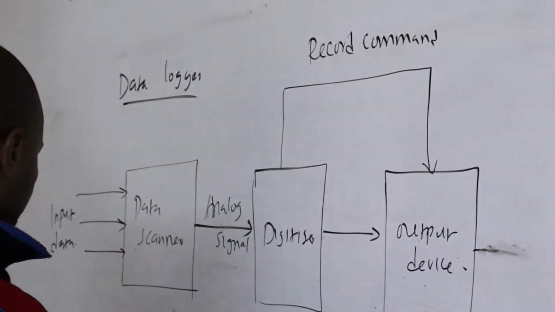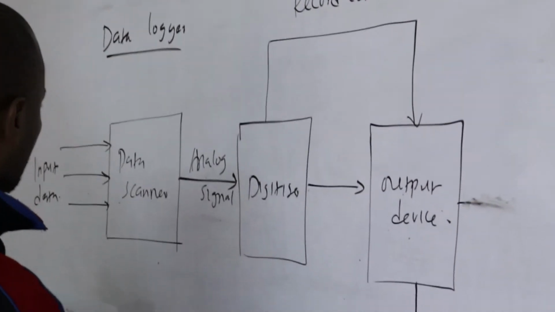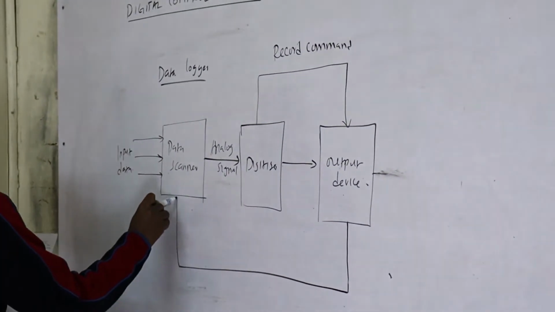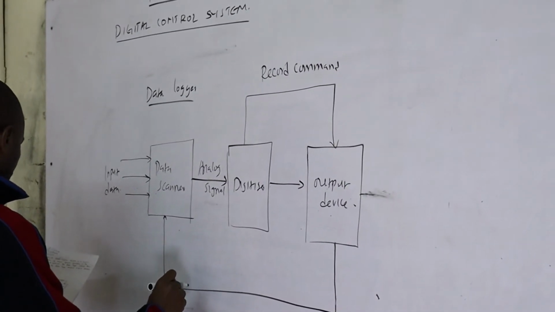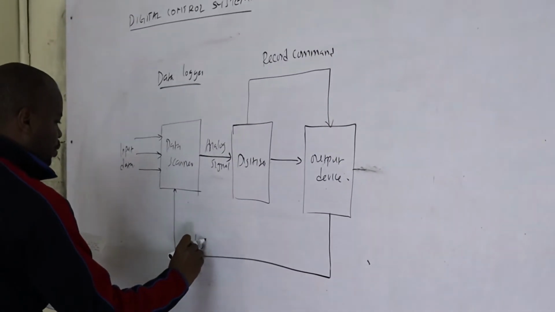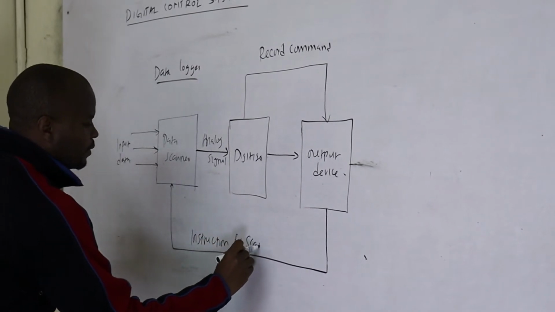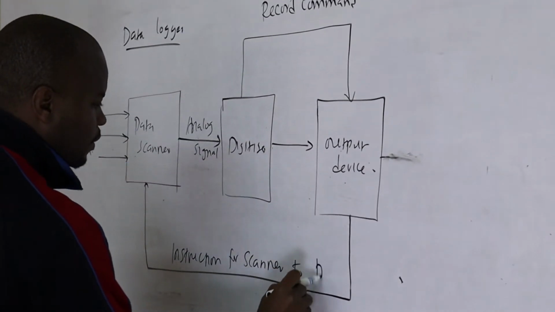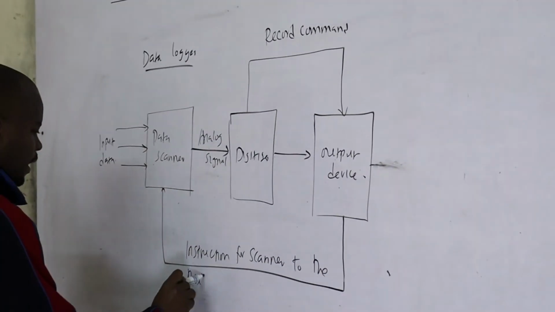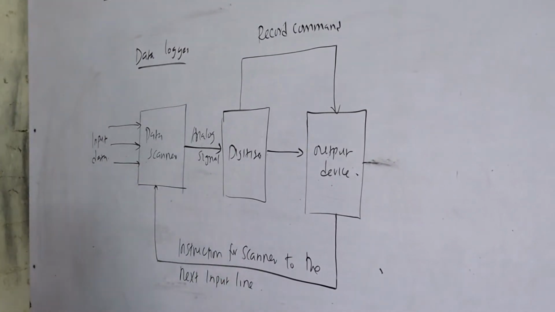And after that, after it has taken the output, after getting to the output device, it can also come back in order to get the instruction for the scanner to go to the next input line. So this one will come to pick the instruction for the scanner to the next input line. So that is what the data logger is.